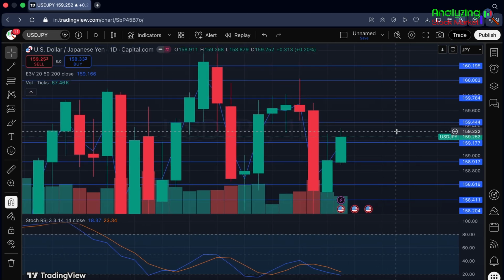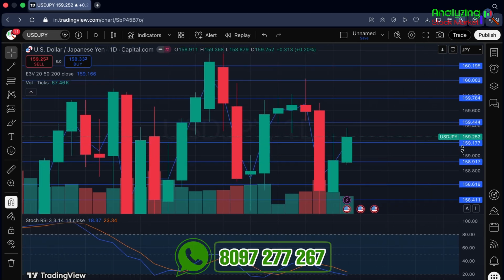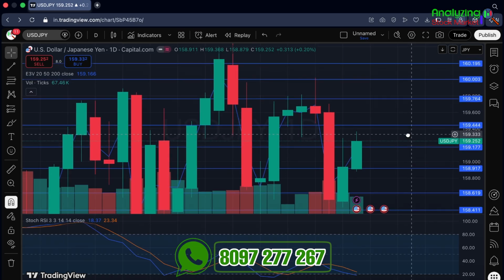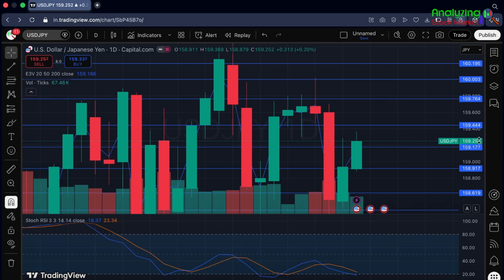So here in this one-day chart we can see important support zones and resistance zones are already marked, so currently we don't need to mark any new levels. Let's straight away talk about the closing first. Here 159.177 is the closing. Here 159.252 is the closing. Here 159.177 is the direct support, and direct resistance is 159.444. After direct support there is a support of 158.917 and then 158.619. After direct resistance, there is a resistance of 159.764 and then 160.003. So these are the important support zones and resistance zones which will help you take better stop loss and target levels according to your bias for this week.